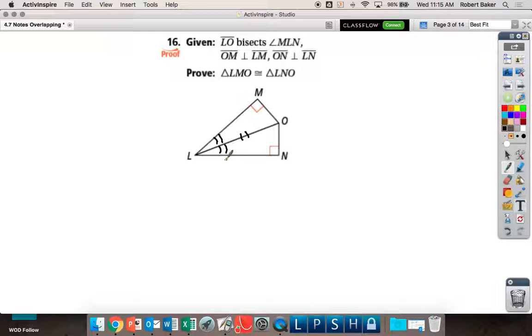Now, I pause there. If this is the given statement, angle bisector, does everybody agree with that? Miles said reflexive property right here, right? Miles, side, angle, angle.